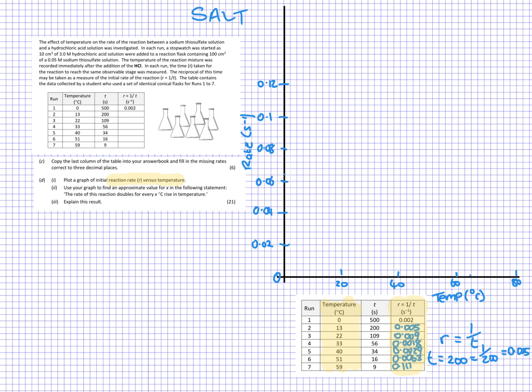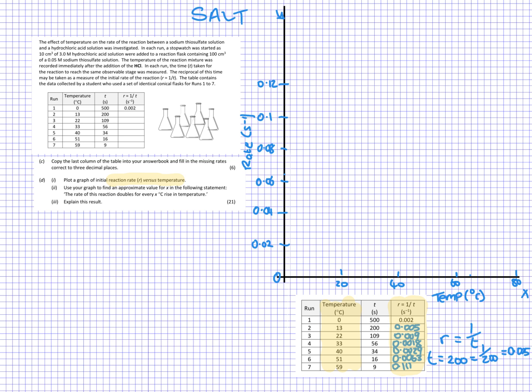And with the temperature, it's also going up in an equal scale. You've got 20, 40, 60 and 80. You also should have your axes labelled as X and Y axes. And then labels indicates that you need to say what each axis represents.